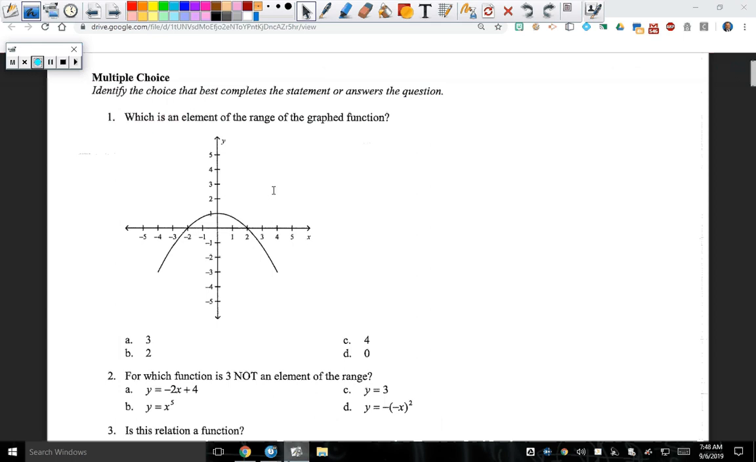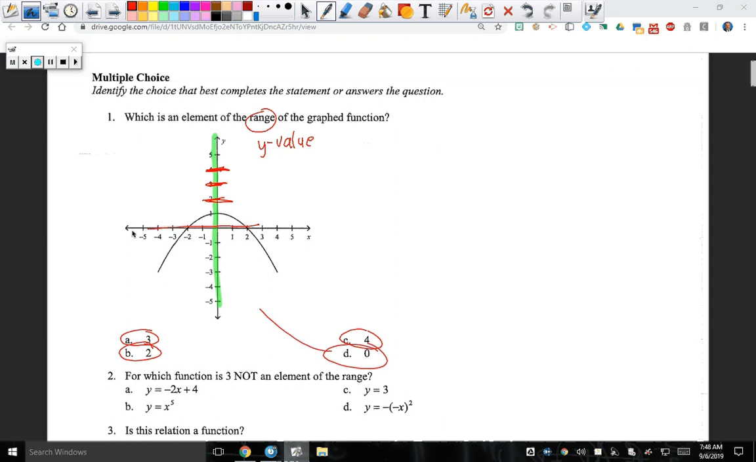Number 1 says, which is an element of the range of the graphed function? We know that these are y values from domain and range, which means we're looking at these kinds of values here. If I concentrate on where they're located, here's a y value of 3, here's a y value of 4, here's a y value of 2, and here is a y value of 0.